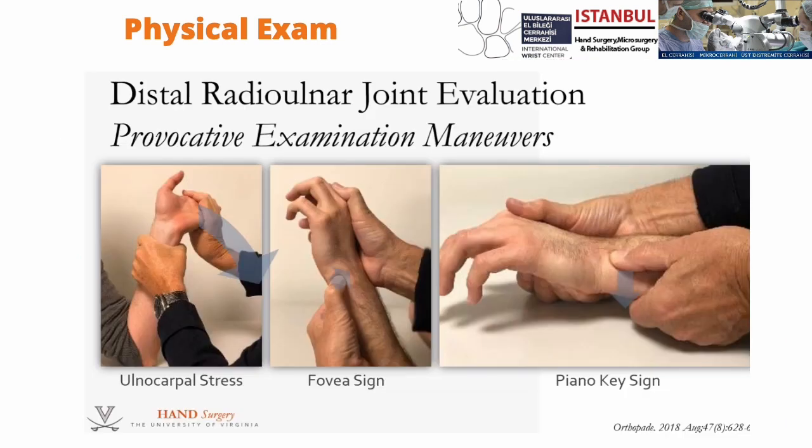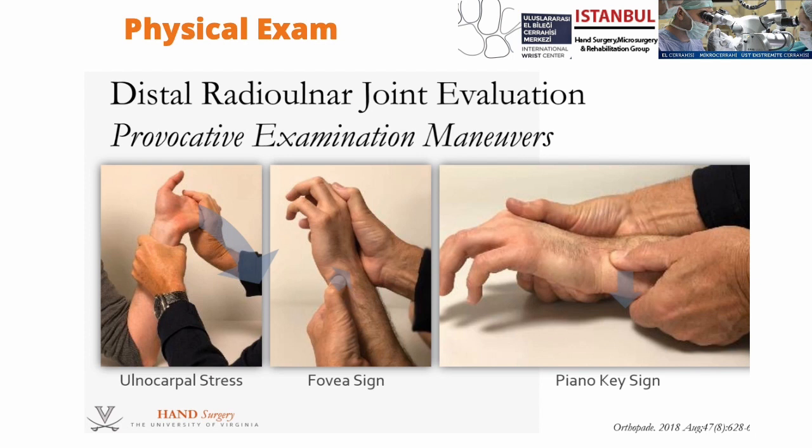The fovea sign is the tenderness in the depression area between the ulnar styloid and pisiform bone associated with TFCC injury. A piano key sign is demonstrated by asking the patient to put their hand on a flat table, palpating the prominent ulnar styloid downward, causing return of the ulnar styloid to its original position dorsally. The ulnocarpal stress test is done by extending the wrist with ulnar deviation resulting in pain.